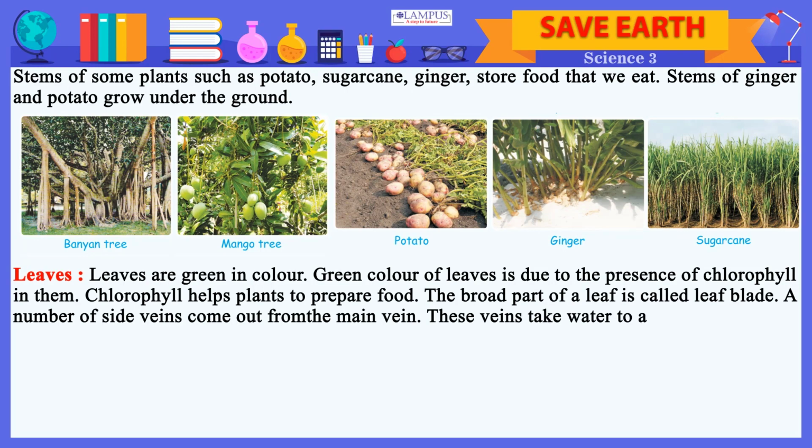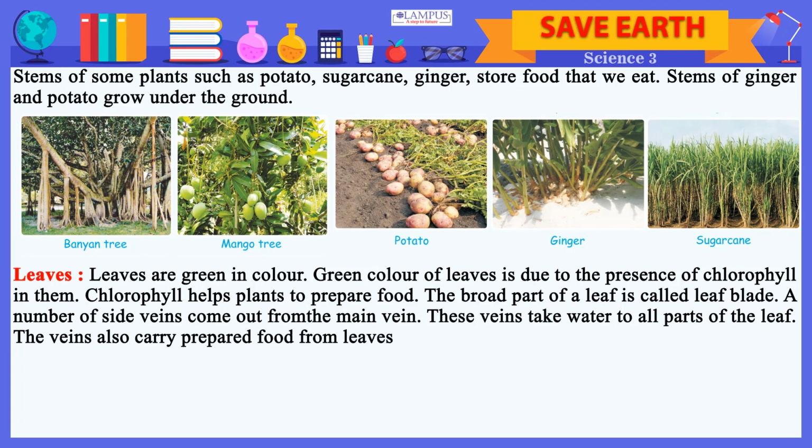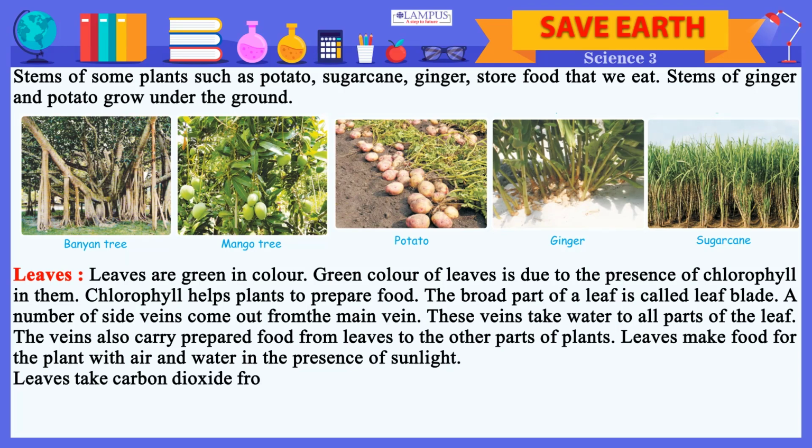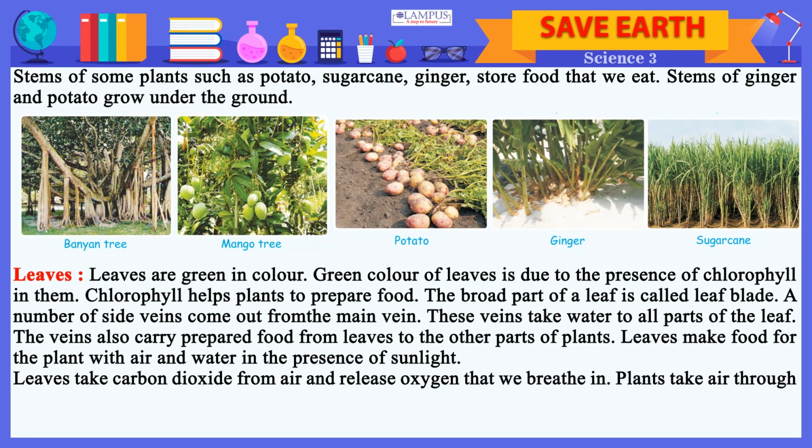A number of side veins come out from the main vein. These veins take water to all parts of the leaf. The veins also carry prepared food from leaves to the other parts of plants. Leaves make food for the plant with air and water in the presence of sunlight. Leaves take carbon dioxide from air and release oxygen that we breathe in.